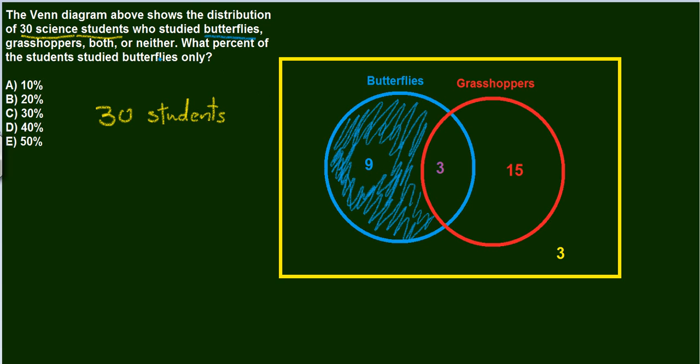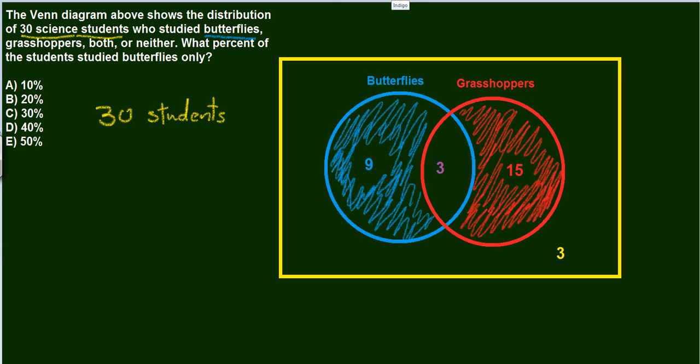So 9 for here. Alright, there's students who studied grasshoppers. Again, the same reason. This 15 isn't the total number of kids who studied grasshoppers, just the total number of kids who only studied grasshoppers and nothing else. Alright, moving on. Both. Now it's telling us what that 3 there means. The 3 is both.